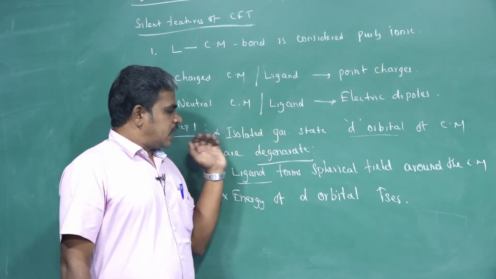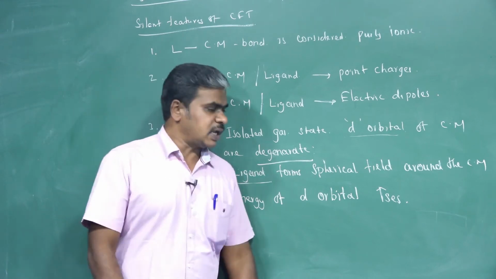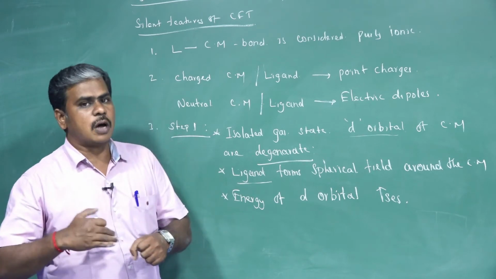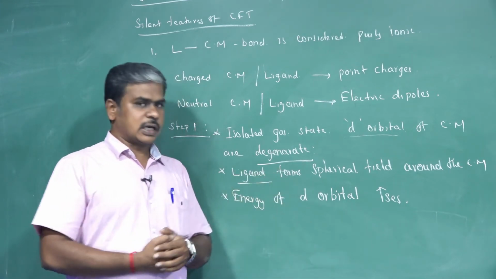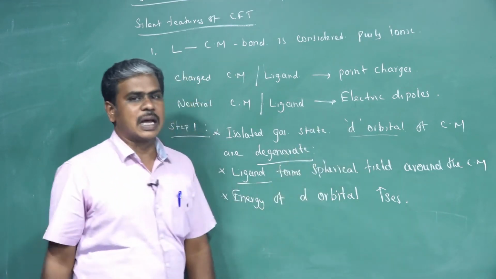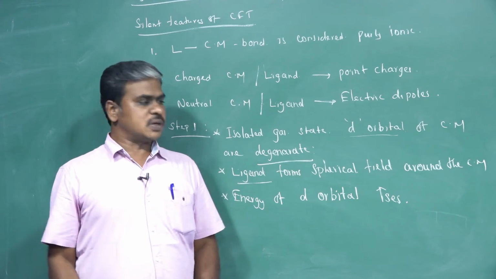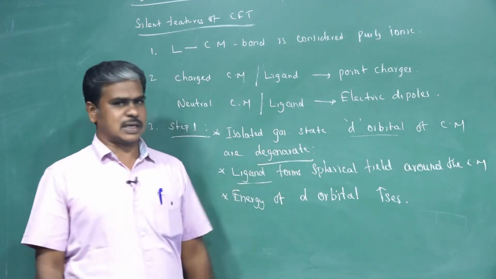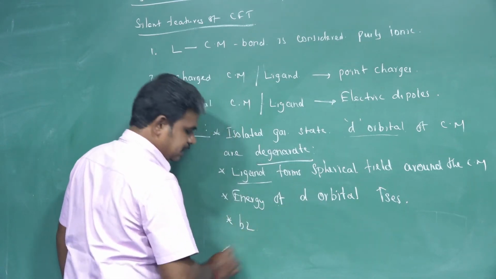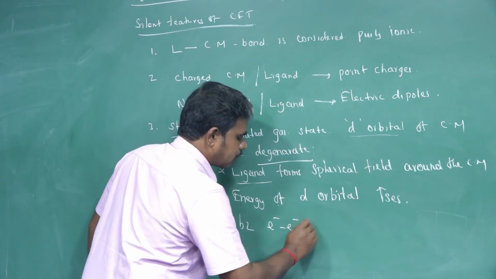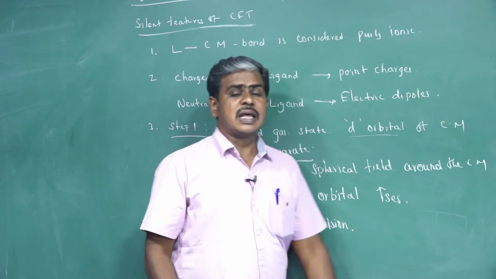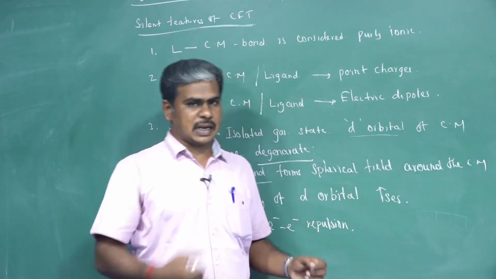So, in an isolated gaseous state the d orbitals are degenerate, and the ligand forms a spherical field around the central metal atom. What will happen here? The energy of the d orbitals increases because of the electron-electron repulsion between the ligand and the central metal atom.